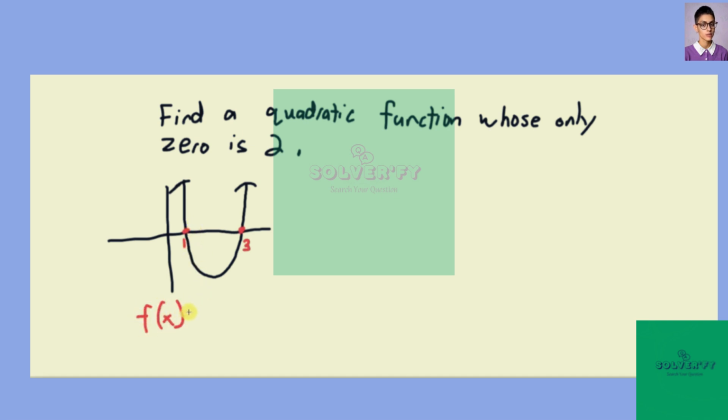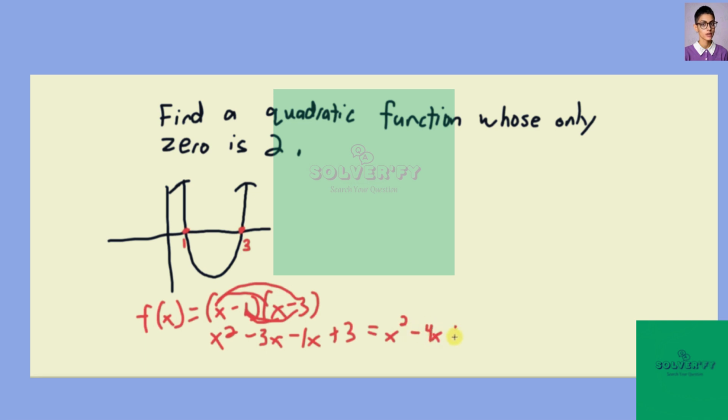So if the function's name is f of x, if we have zeros of 1 and 3, we would have a factor of x minus 1 and a factor of x minus 3, and they're multiplied together. And if we want to get that in standard form, we could just multiply by using the FOIL method. So x times x is x squared, x times negative 3 is negative 3x, negative 1 times x is negative 1x, and negative 1 times negative 3 is plus 3. And we could simplify that to x squared minus 4x plus 3.